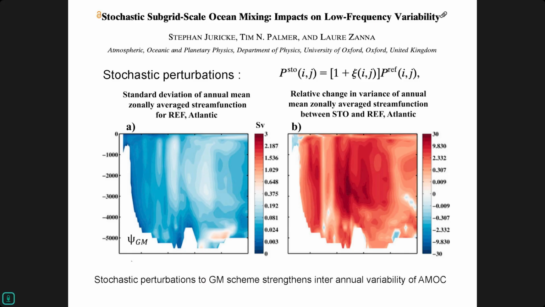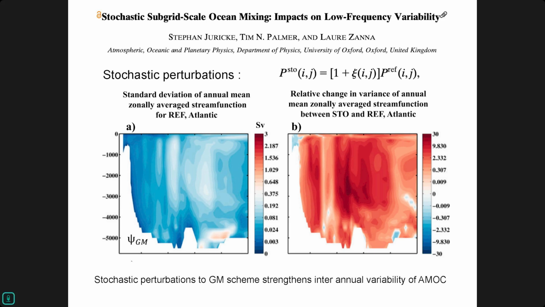But previously, before this paper came out, that was a deterministic parameterization. There would be a fixed amount of mixing, a fixed amount of what's called a bolus velocity that leads to that mixing from the Gent-McWilliams scheme. So this is a reference where they try to have stochastic perturbations to some of the parameters within that Gent-McWilliams parameterization.